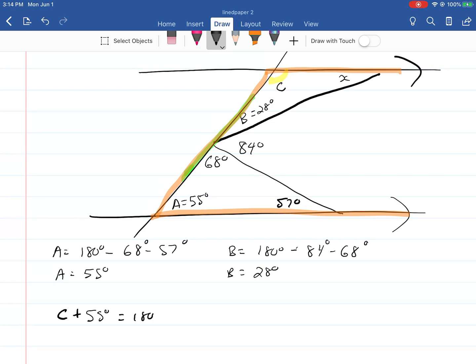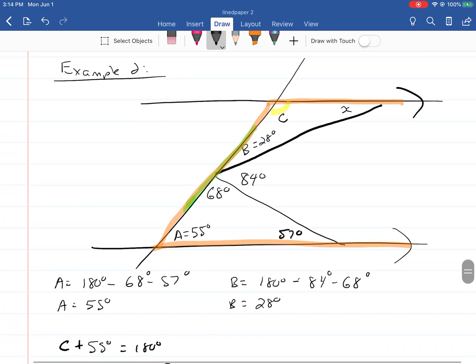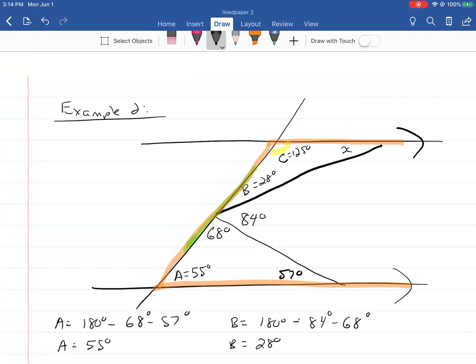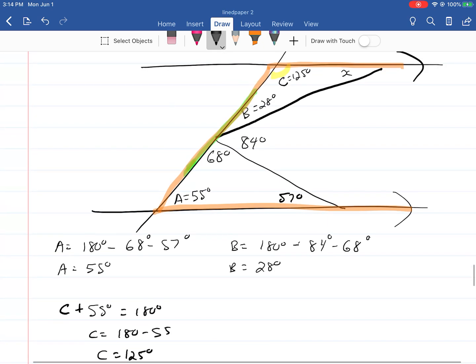And I'm going to go, okay, that means C plus the 55 way down at the bottom of this orange C there, that has to add to 180. And so now I can solve for C. C is 180 minus 55. I get C is 125 degrees. And I'll write that on my picture. You see, I never really had a plan here, except find angles. Use the things I know to find some angles.